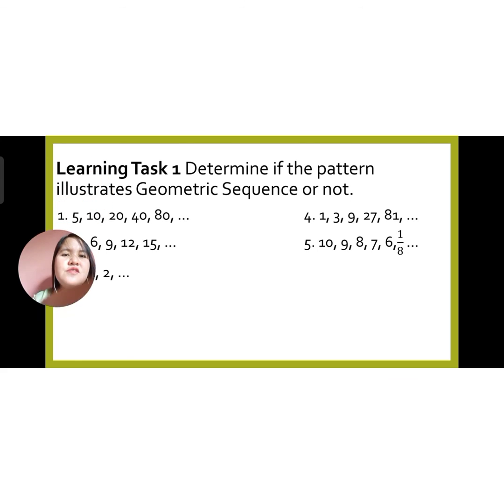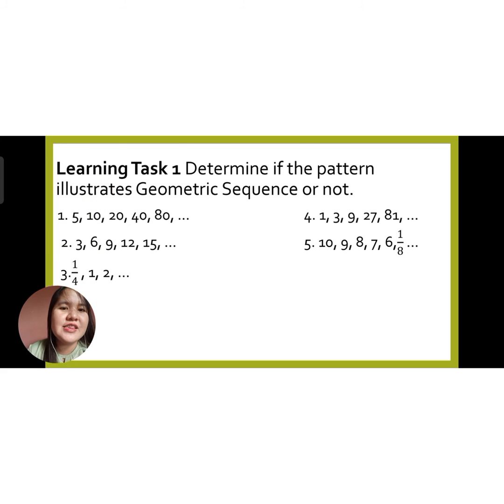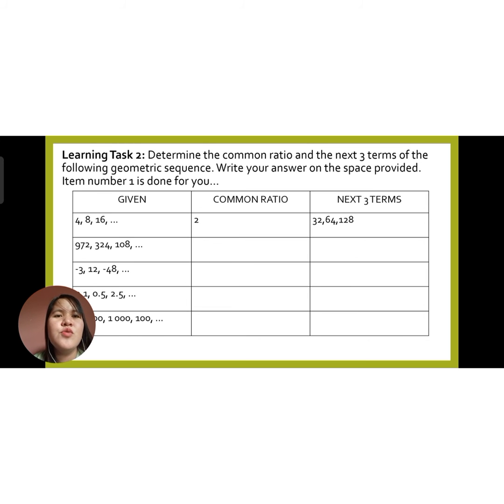Okay, so, dun sa inyong activity sheets for the learning task 1, ang gagawin ninyo is, i-determine ninyo yung ating sequence if it is a geometric sequence or not. So, kung hindi siya geometric sequence, sulat nyo not geometric. Kapag naman siya ay geometric sequence, sulat nyo yung word na geometric sequence for each number. For number 2, determine the common ratio and the next 3 terms of the following geometric sequence. Write your answer on the space provided.